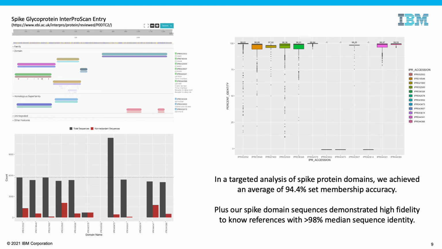On the right-hand side, we're indicating the sequence similarity to known references. Again, showing you percent identity as a box and whisker plot per domain. For those three domains, I'm sorry, that were false positives, we indicate that the percent identity is -1, meaning non-applicable, since there's not actually a reference in that sequence for those domain sequences. But for the other domains, we're able to have greater than 98% median sequence identity. And for set membership, 94.4% set membership accuracy on average across the different domains as well.